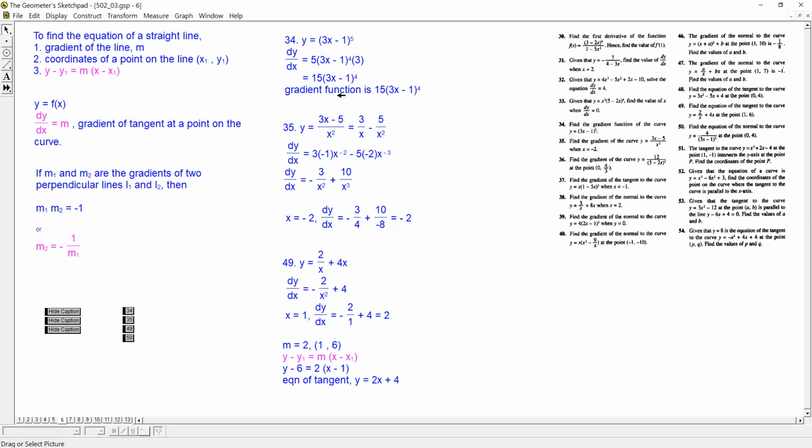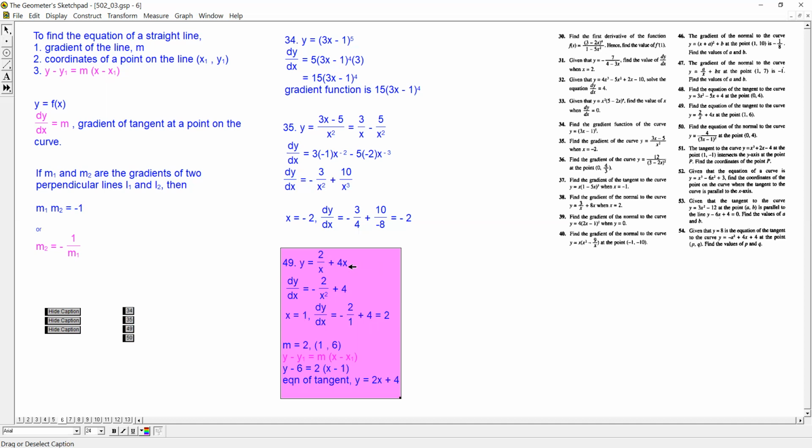So I refer to the notes here. You refer to the notes on the left hand side. To find the equation, you need to find the gradient. You need to know the point. You know the point already, (1, 6). Do you know the gradient? Don't know. So you have to find the gradient. Okay, so the question is over here. I copy down the question, 2 over x plus 4x.